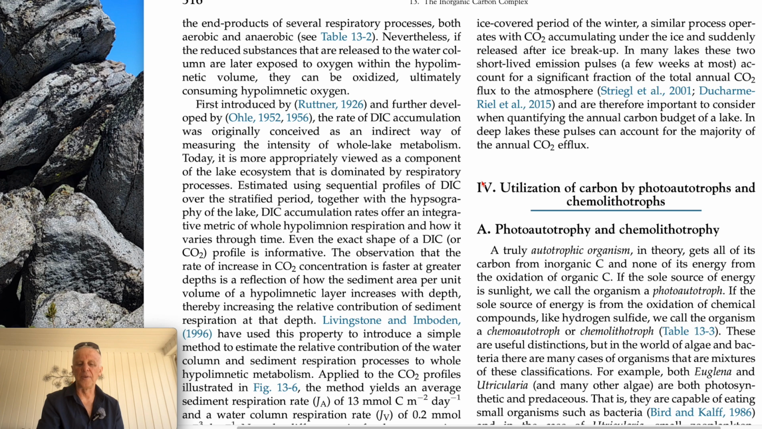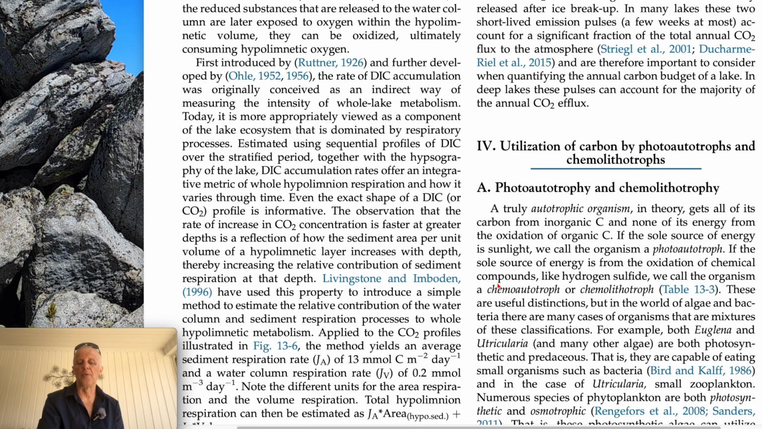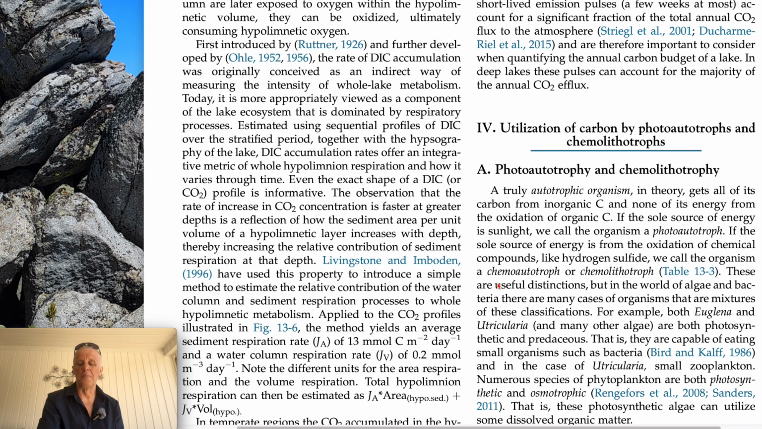The observation that the rate of increase in CO2 concentration is faster at greater depth is a reflection of how the sediment area per unit volume of a hypolimnetic layer increases with depth, thereby increasing the relative contribution of sediment respiration at that depth. Livingston and Imboden have used this property to introduce a simple method to estimate the relative contribution of the water column and sediment respiration processes to whole hypolimnetic metabolism. Applied to the CO2 profiles illustrated in figure 13-6, the method yields an average sediment respiration rate, JA, of 13 millimoles of carbon per square meter per day, and a water column respiration rate, JV, of 0.2 millimole per cubic meter per day.